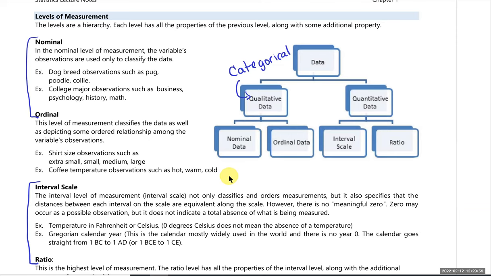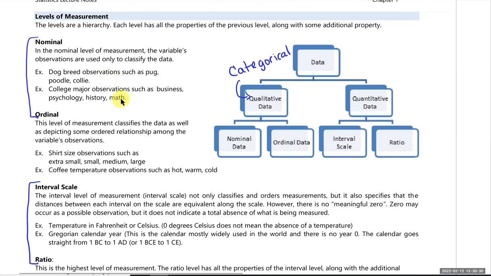So if it's not ordinal and it's a category, the other option would be nominal. I remember nominal starts with N. It means it's just a name. It has no ordering. There's not one that's better than another. They're not ranked. They're just a bunch of names. So for example, dog breeds. I've had a bunch of dog breeds: pug, poodle, collie. A collie is no better than a pug, right? These aren't ranked. They're just names.